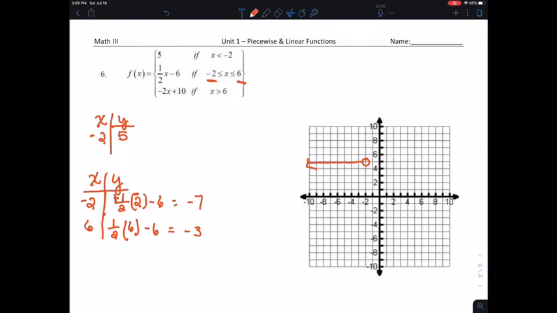Okay, and so we get, starting at -2 and 7, a closed circle. And then at x is 6, we get -3. Well, first of all, that's -7. So I need to put this down here. It's 1/2 times -2, which is -1, so it's -7. It's 1/2 times 6 is 3. 3 minus 6 is -3. All right, so I'm sorry, I put that in the wrong place to begin with. That should go in the bottom.